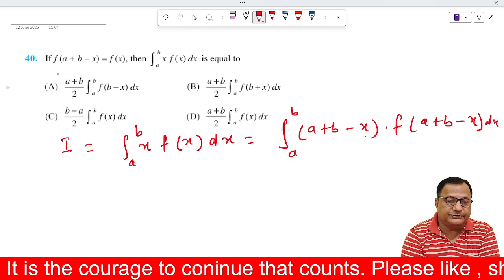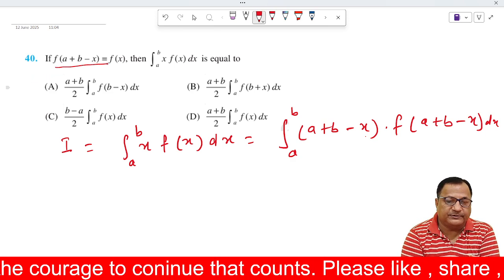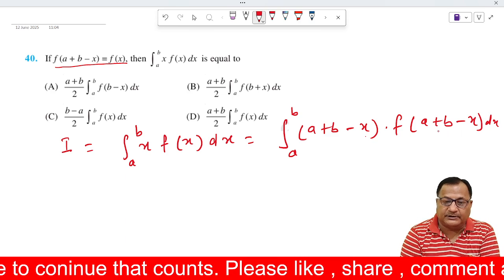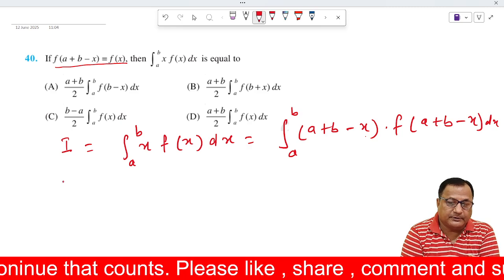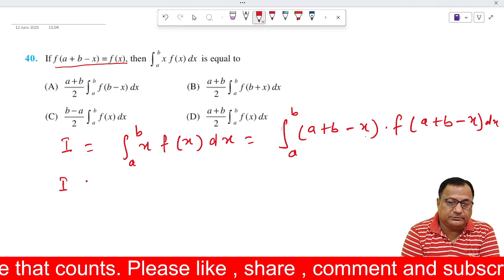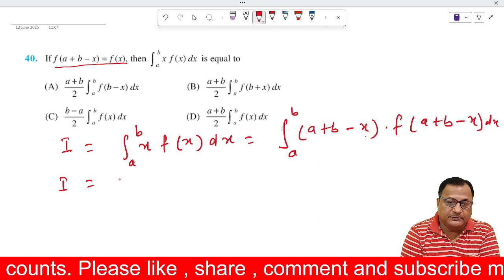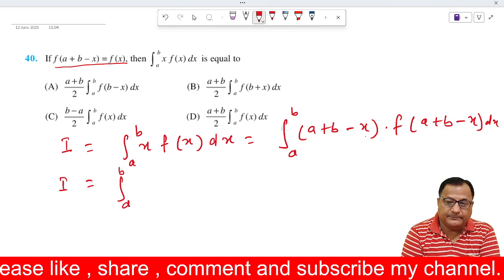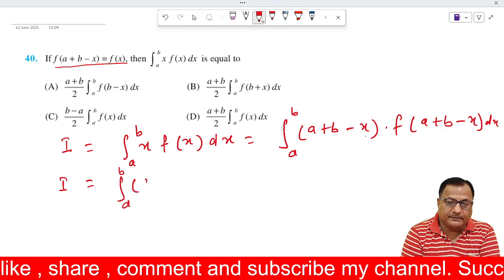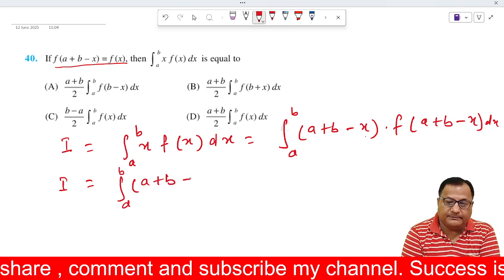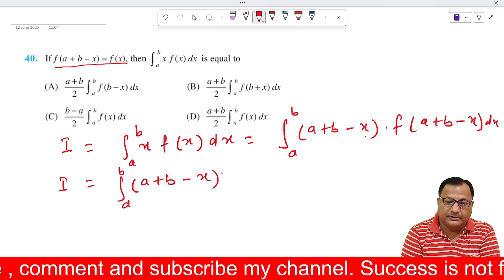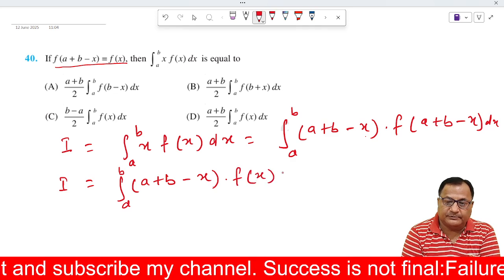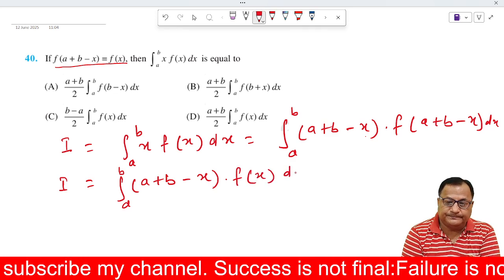So here it is given f(a plus b minus x) is equal to f(x). So we will write here this I is equal to the integral from a to b of (a plus b minus x), that will be f(x) dx.